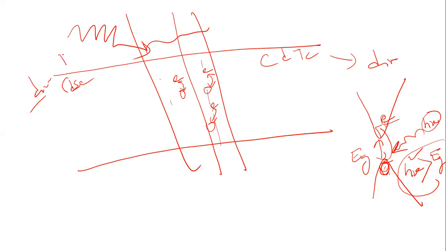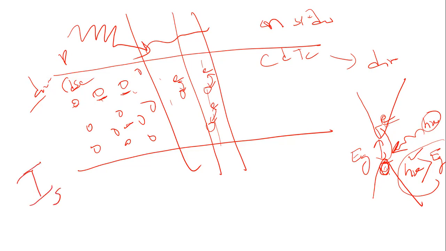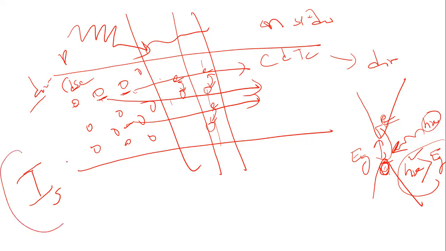Now, you know that this side is the p side, this side is the n side. On the p side, there are majority holes and a few minority electrons. The reverse saturation current IS, the one we often talk about, is the electrical conduction due to these minority electrons, electrons transferring to the n side under reverse bias. So minority electrons and minority holes result in reverse saturation current.